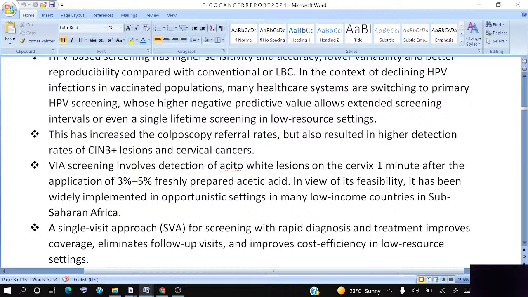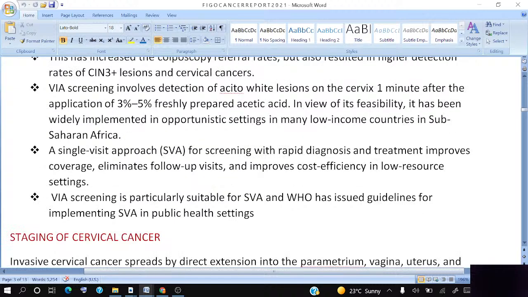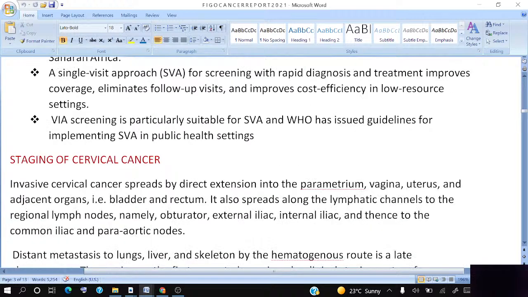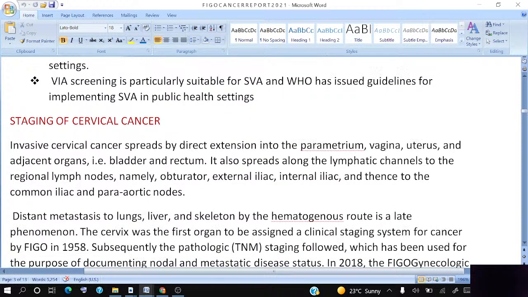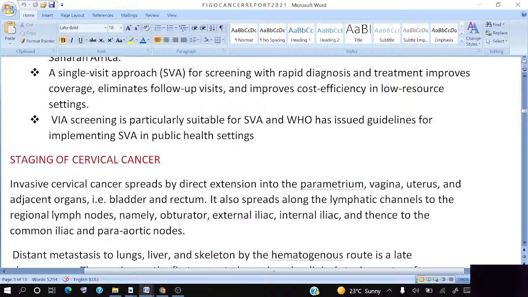VIA screening involves the detection of acetowhite lesions on the cervix one minute after the application of 3% or 5% freshly prepared acetic acid. In view of its feasibility, it has been widely implemented in opportunistic settings and in many low-income countries in sub-Saharan Africa. We have a single visit approach, SVA, for screening with rapid diagnosis and treatment, improving coverage, eliminating follow-up visits, and improving cost efficacy in low-resource settings. VIA screening is particularly suitable for a single visit approach, and WHO has issued guidelines for implementing SVA in public health settings. So WHO is giving this as a recommendation.